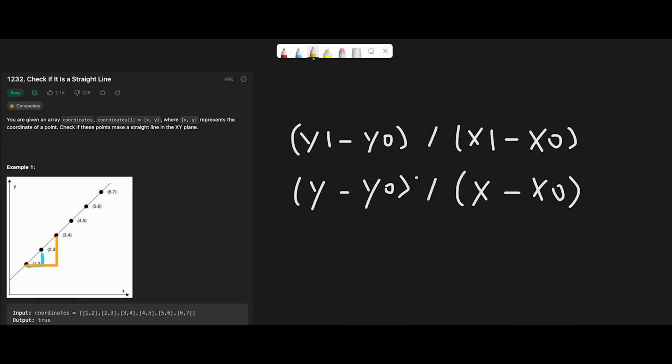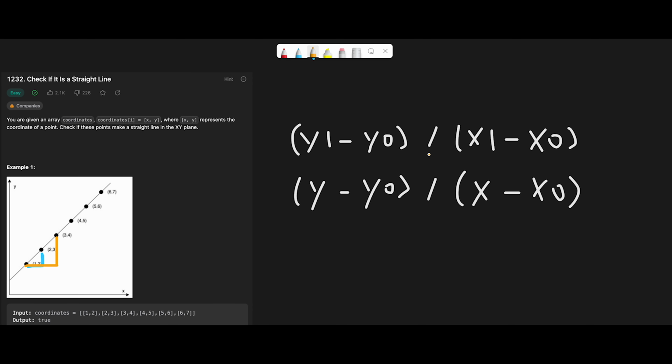But the problem is, what if we get 0 from this calculation, like x1 minus x0 or x minus x0? We can't divide a number by 0. So how can we avoid the 0 problem? I think it's easy. This is a mathematics problem.